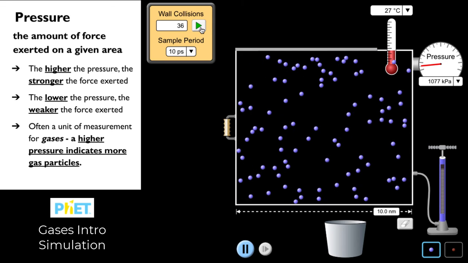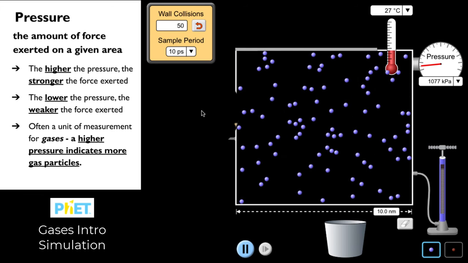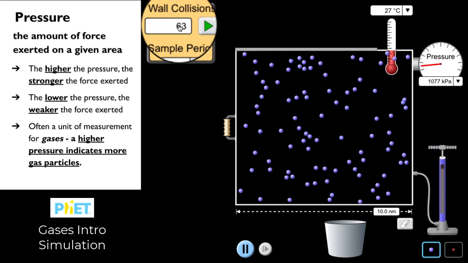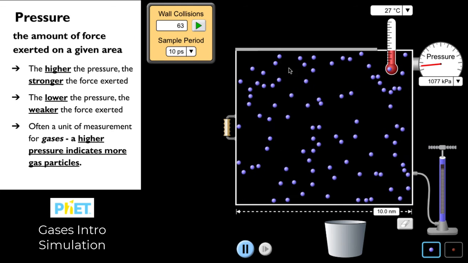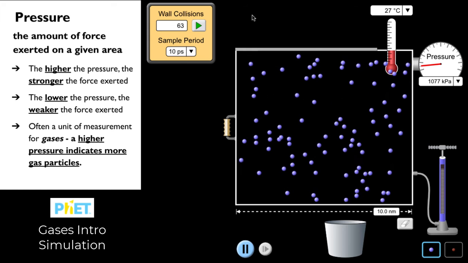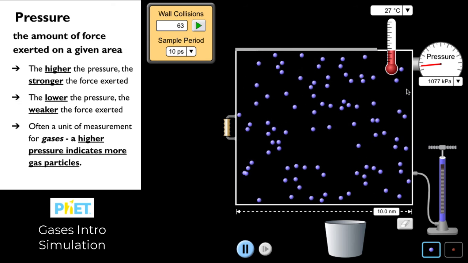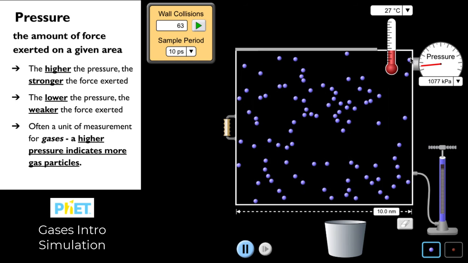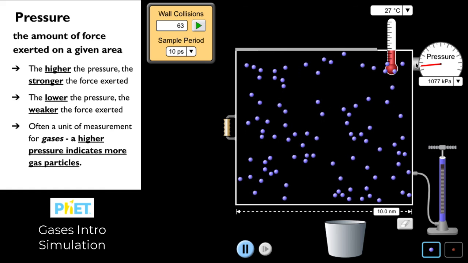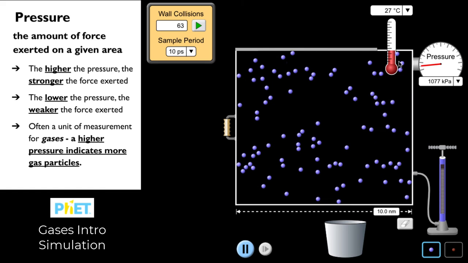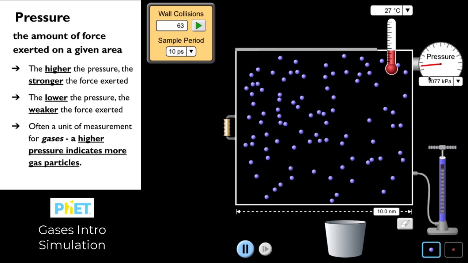Let's see what happened to the number of collisions being measured in 10 seconds as well. Notice how that number of collisions has also increased to 63 wall collisions of the gas particles with the container in 10 seconds. So really, when we're talking about a gas, when we are thinking about the force that's being exerted on a given area, so like in this case, the force that's being exerted on this pressure gauge right here, that force comes from the particles actually hitting the walls of the container.